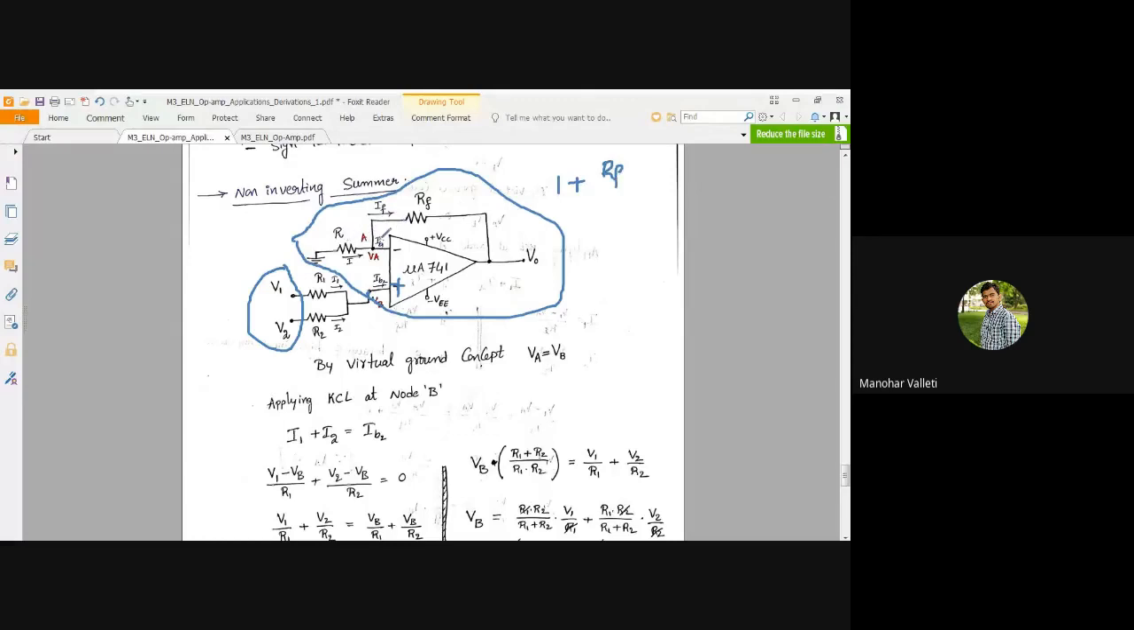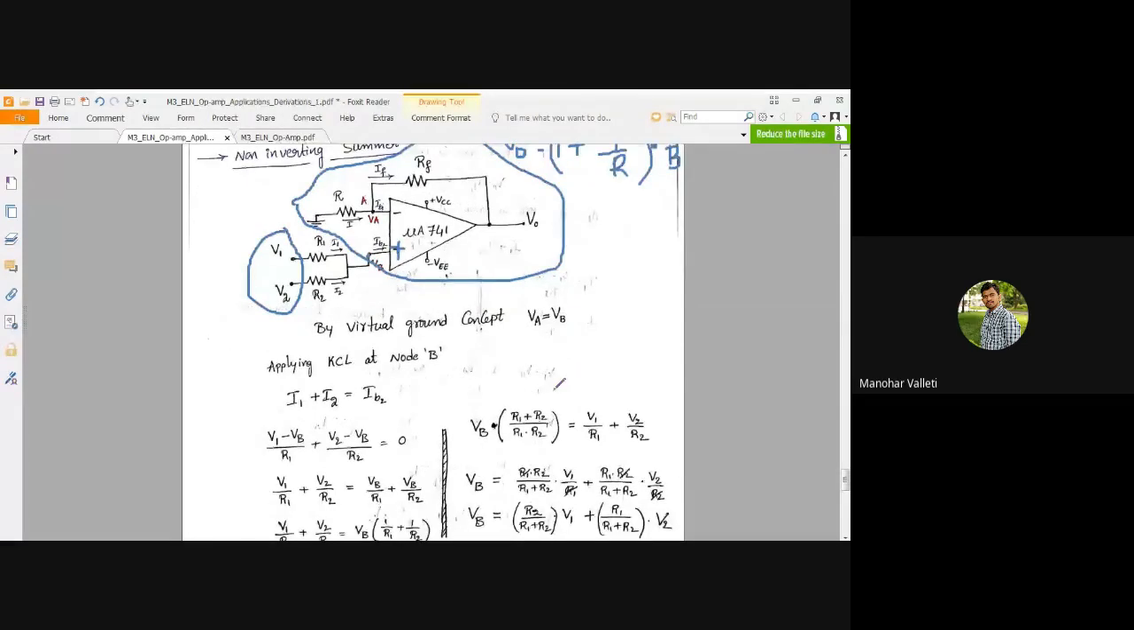So the output equals 1 plus Rf by R multiplied by the input, which here is VB, so multiplied by VB. This is the output equation for the non-inverting amplifier, right? So in this circuit, we need to find what VB is. If you find VB and substitute in the equation, then you'll get the output.